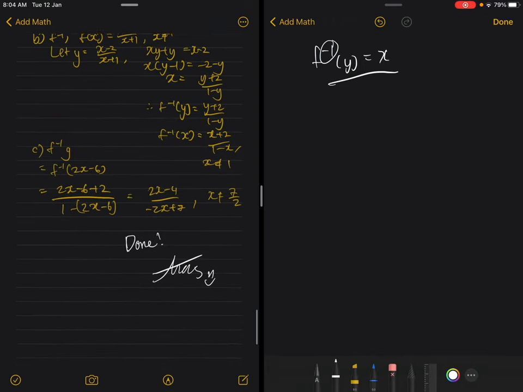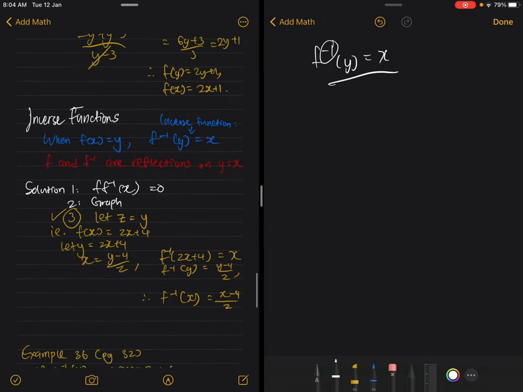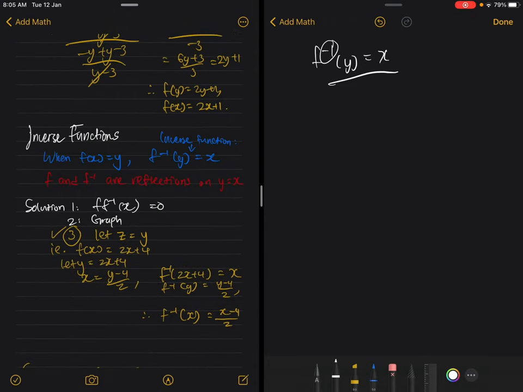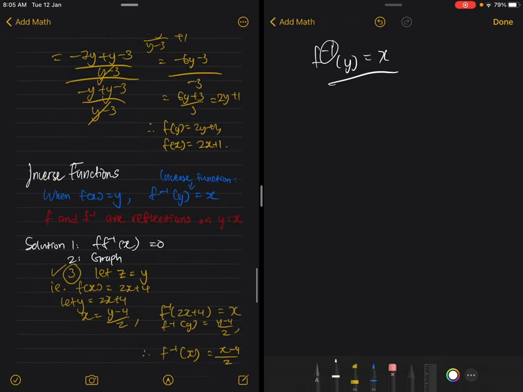So many people like to hate this topic, this thing called inverse functions, and that is only because they do not understand the full concept of inverse functions. Inverse functions is actually very easy. I'm serious. It's not like those logarithm stuff. This is actually simple. All you have to do is understand the concept of flipping it. So first of all, you flip it.